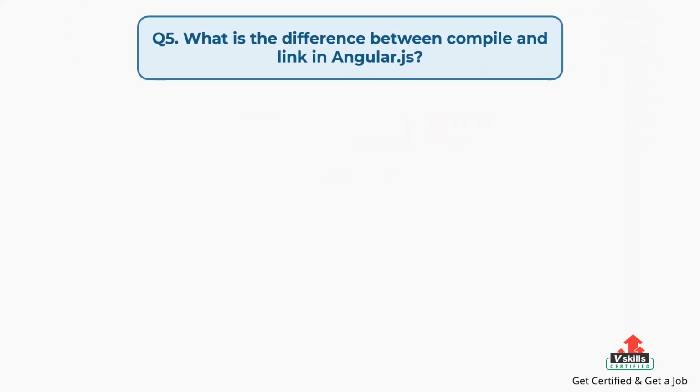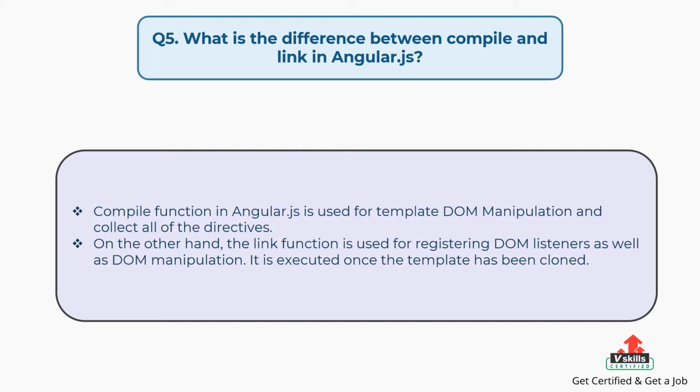Question number 5. What is the difference between compile and link in AngularJS? The answer is, the compile function in AngularJS is used for template DOM manipulation and to collect all of the directives. On the other hand, the link function is used for registering DOM listeners as well as DOM manipulation. It is executed once the template has been cloned.